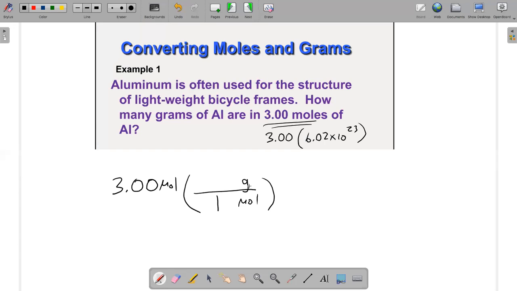On the periodic table over there, or the one you have on paper, you'll find that for aluminum, Al, it's around 26.98 is the mass on the periodic table. So that means that 1 mole of aluminum has a mass of 26.98 grams.